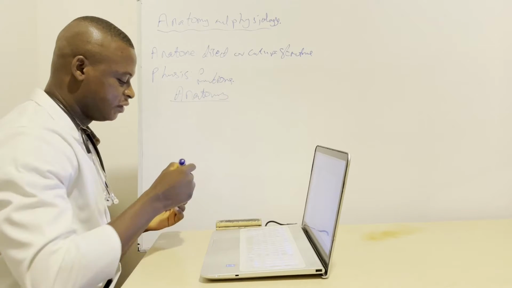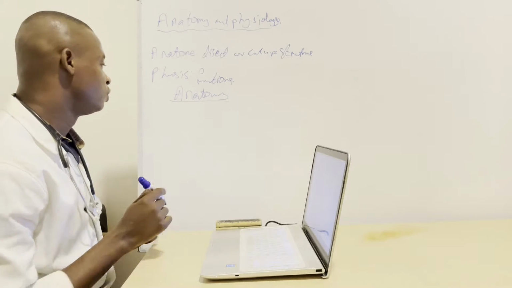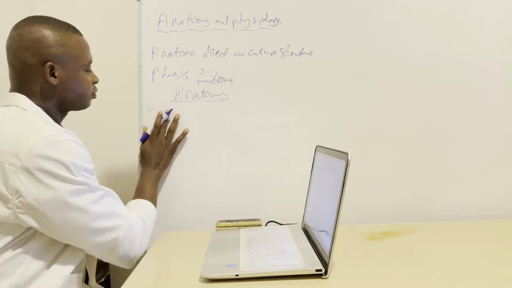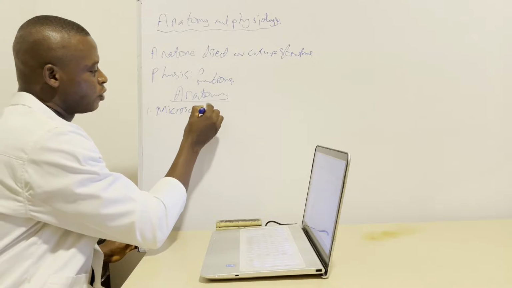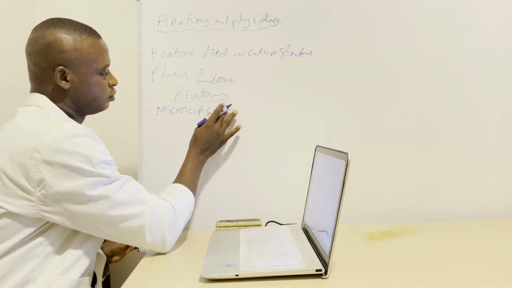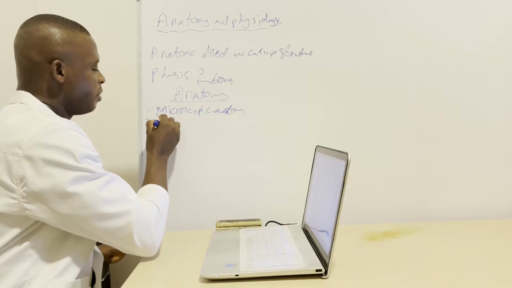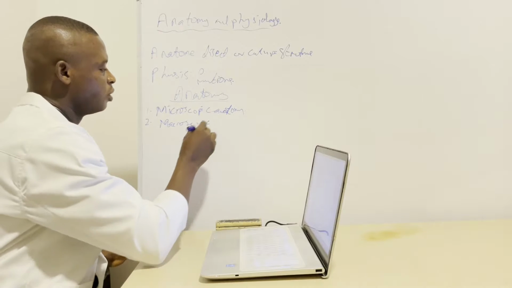Now anatomy has different branches. It can be grouped basically into two main branches. One, microscopic anatomy, and then two, macroscopic anatomy.